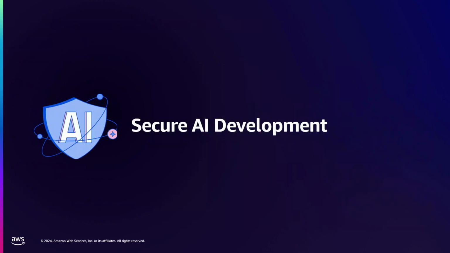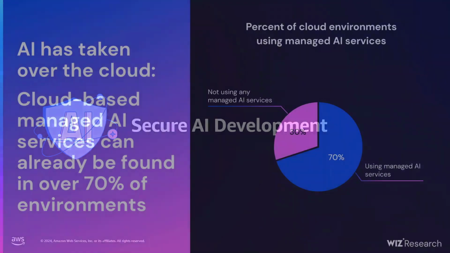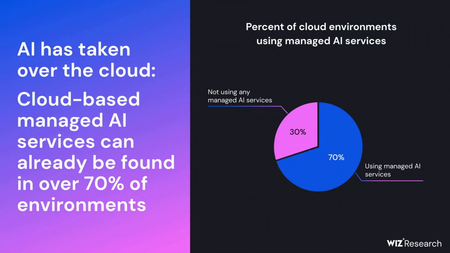Okay, so now we covered securing the code, securing development, but now let's talk about securing AI development. So most organizations by now are using AI, and if not, they will be using it in the next year or so. Our research team found that over 70% of environments have some sort of managed AI service in them today. So it's very obviously big and important for organizations to be able to secure AI to move faster.